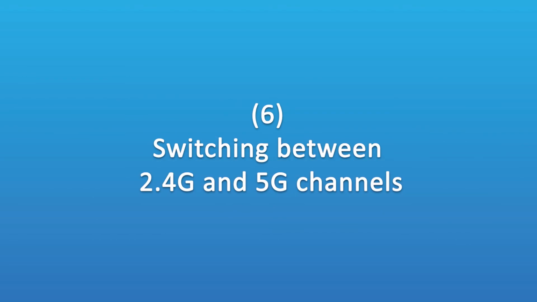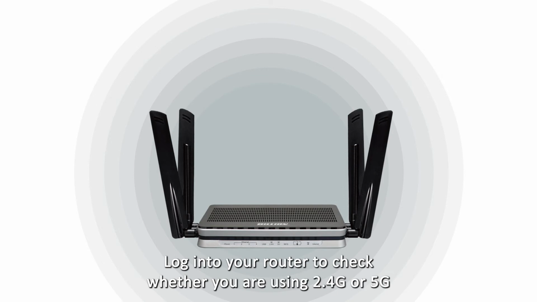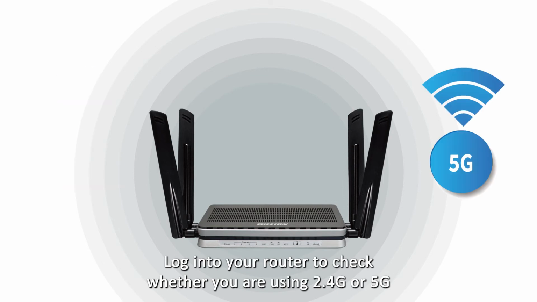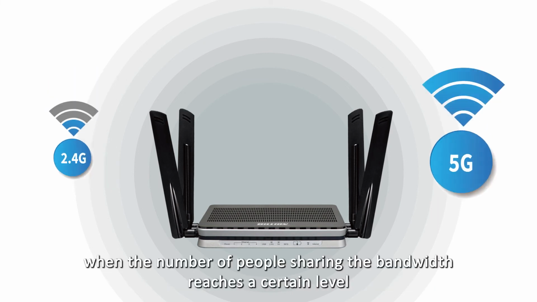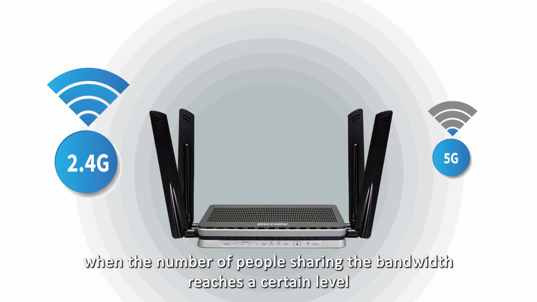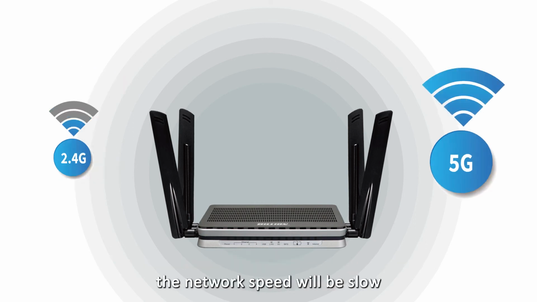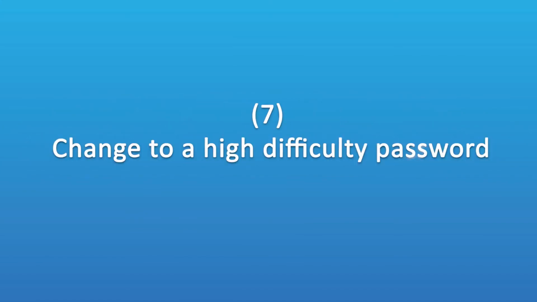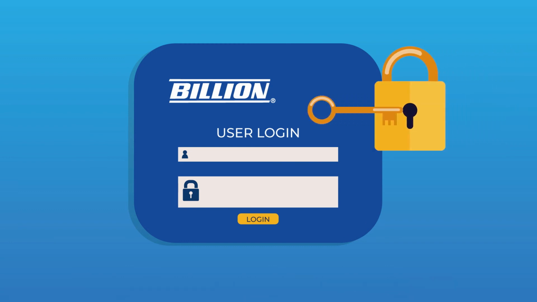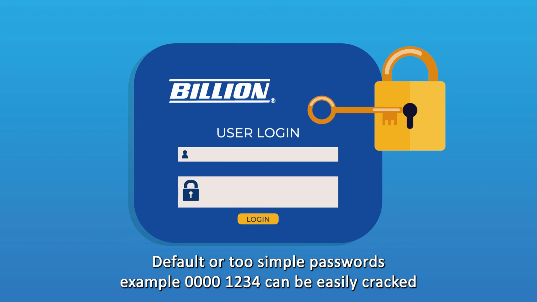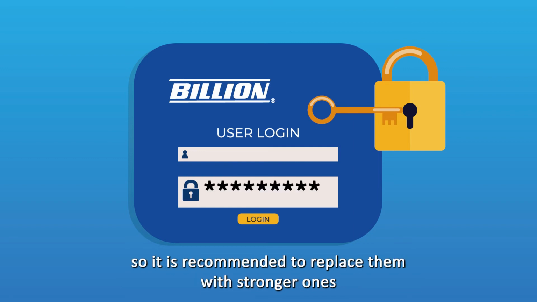6. Switching between 2.4G and 5G channels. Log into your router to check whether you are using 2.4G or 5G and try to change the channel. Since most carriers provide shared broadband, when the number of people sharing the bandwidth reaches a certain level, the network speed will be slow. 7. Change to a high difficulty password. Using a strong Wi-Fi password is equally important. Default or too simple passwords, for example 00001234, can be easily cracked, so it is recommended to replace them with stronger ones.